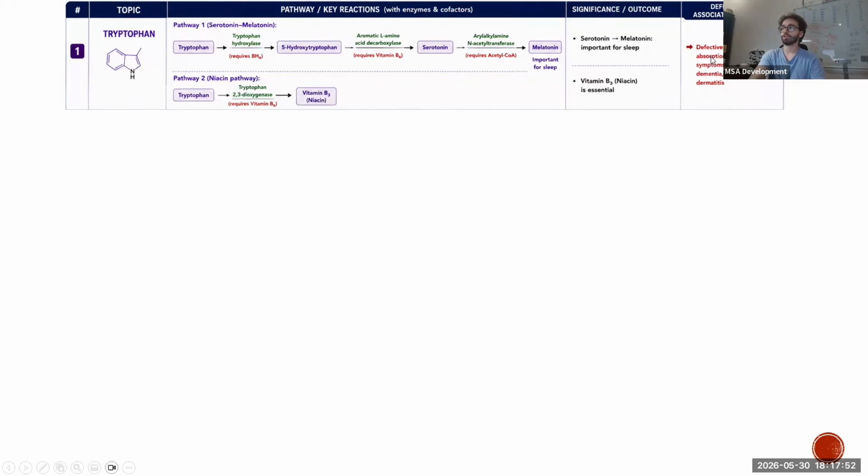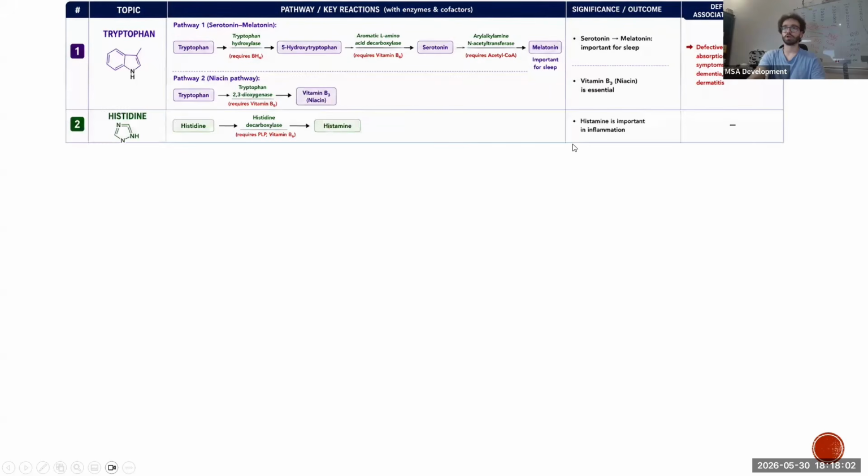As I said, guys, defective tryptophan absorption in Hartnup disease, we already discussed this, will lead to vitamin B3 deficiency. So pellagra-like syndrome, dementia, diarrhea, and enteritis. In this section, we already talked about it. Histidine to histamine by histidine decarboxylase. Histamine is important in inflammation. That's why the amino acid histidine is important because it can take us to histamine. And it requires pyridoxine, which is basically vitamin B6.